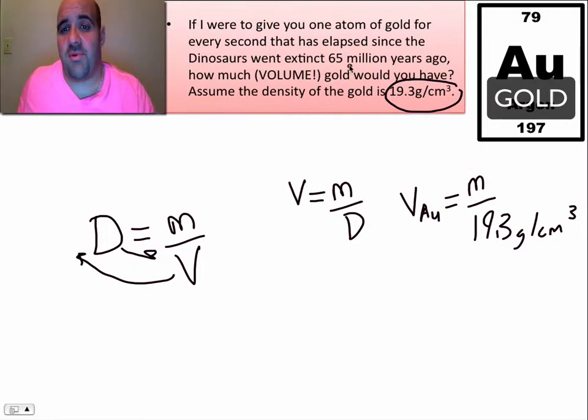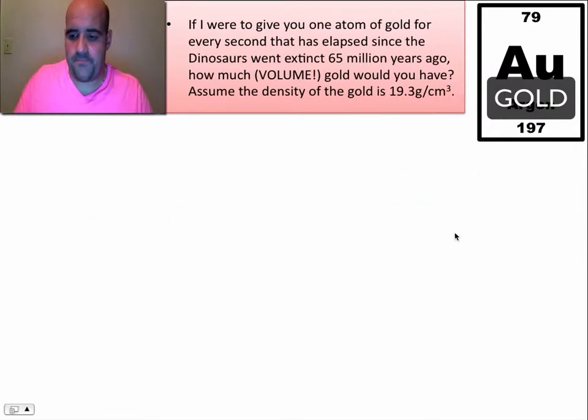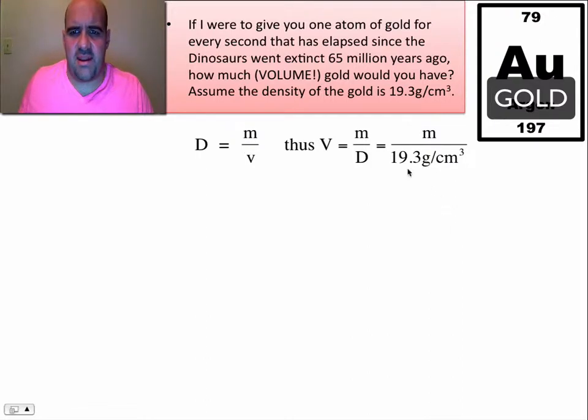So now all we got to do is figure out what mass of gold we have, considering that we have the number of atoms of gold. Well, we're going to have to figure that out too. But to clean this up, this is the formula we're going to work with. And basically at this point, we're looking for the mass of gold. So I kind of threw that in here in the formula.